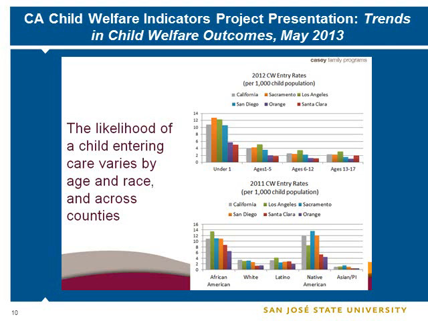You can see here, for instance, that infants enter care at much higher rates than children of other ages, and that children in certain ethnic groups, such as African American children and Native American children, enter foster care at much higher rates than children of other ethnic groups.